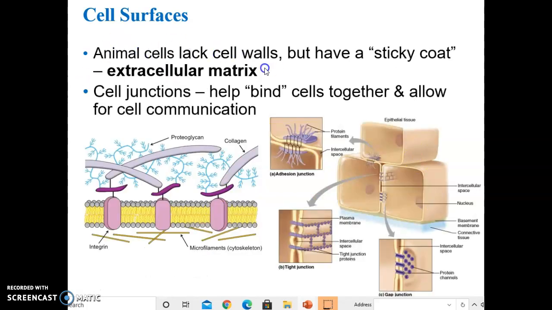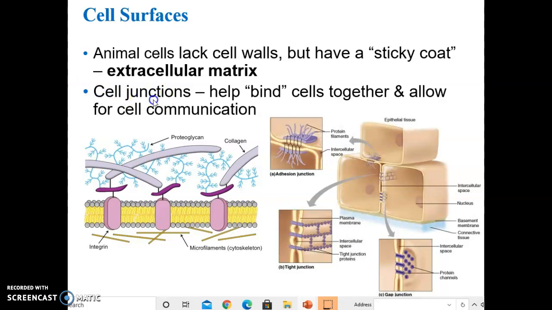So animal cells do not have a cell wall, but they do have a sticky coat on the outside that's referred to as the extracellular matrix. So this outer sticky coat, because it's made up of mostly carbohydrates or sugars, allows cells to stick to each other, but is also involved in communication between cells.